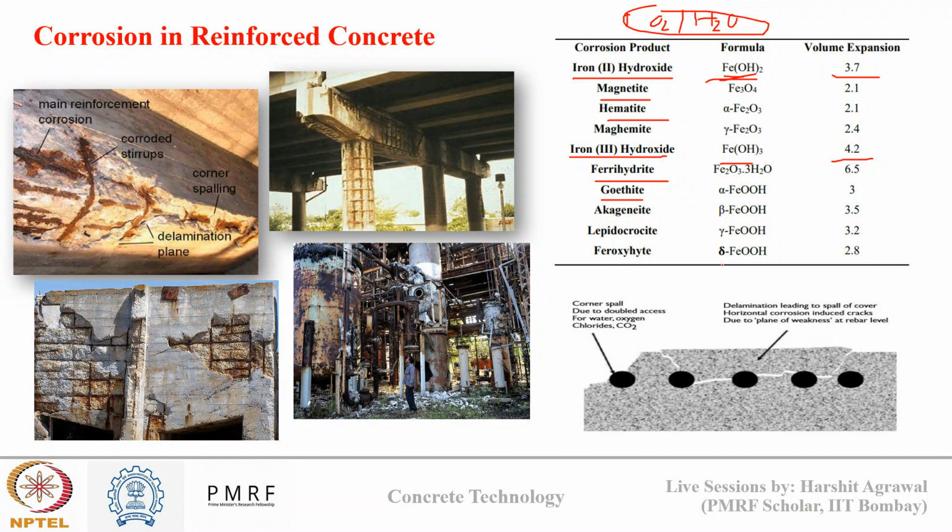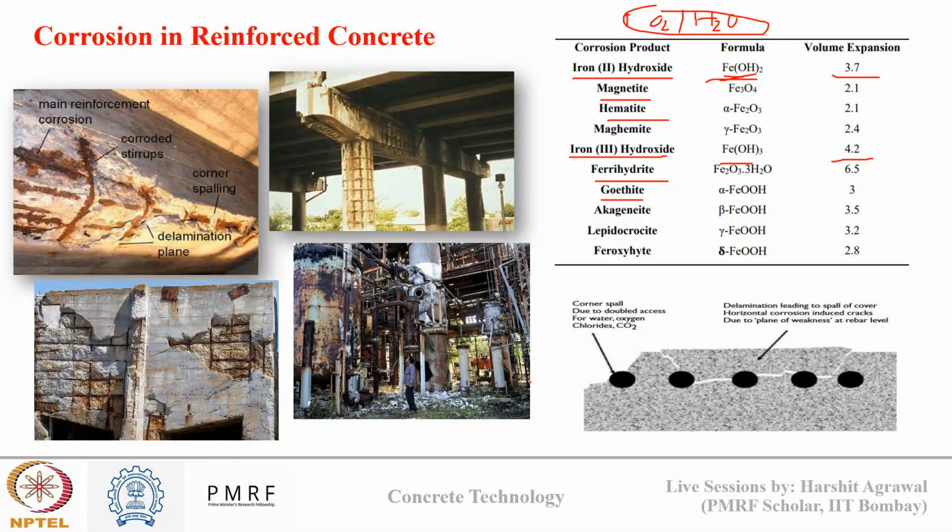So such expansive rust formation, when it occurs inside concrete, gives rise to tensile stresses at the interface. And if these stresses exceed the tensile strength of concrete, cracking will happen. And that is the end result of corrosion.